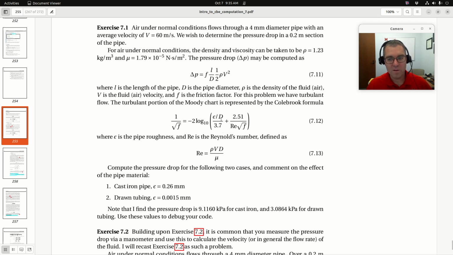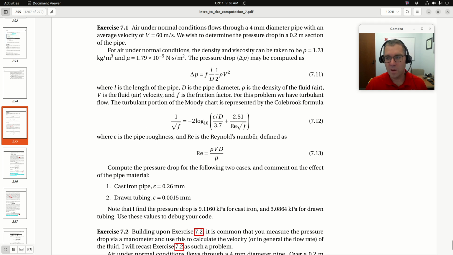Now knowing this, looking at 7.12, we're given a roughness, and we know the diameter, so we know the relative roughness. And in terms of Reynolds number, we can compute it because we have rho, v, d, and mu. So 7.12 is a single equation with a single unknown, which I can use to solve for f. And since it's nonlinear, in the context of chapter 7, I know I can solve this using fzero.